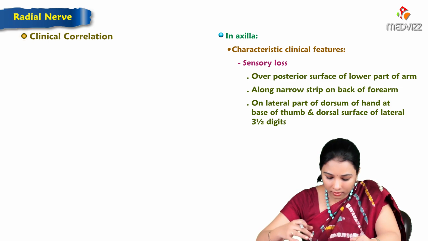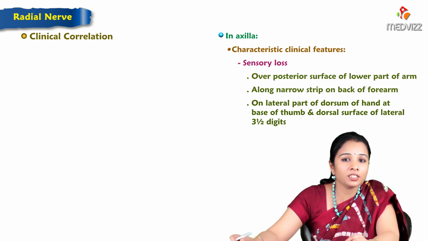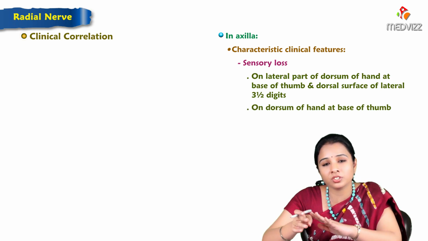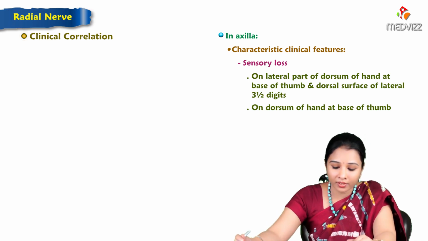So in all these areas there will be a sensory loss, and more often there is isolated sensory loss on the dorsum of the hand at the base of the thumb, especially near the anatomical snuff box.